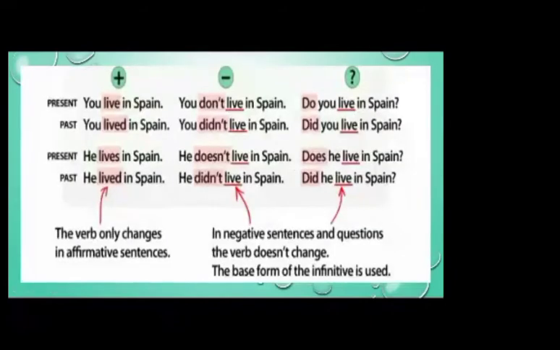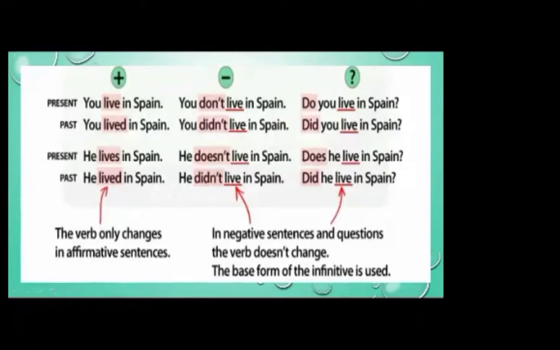Now we'll compare the present and the past sentences. You live in Spain. You lived in Spain. You live is in present and lived is the past. Present, he lives in Spain. Past, he lived in Spain. So here the verb only changed in affirmative form. We change the verb in affirmative form in the past tense.